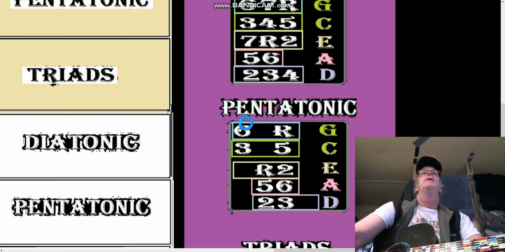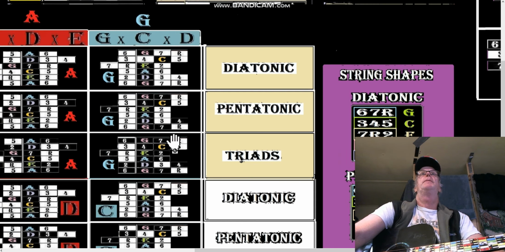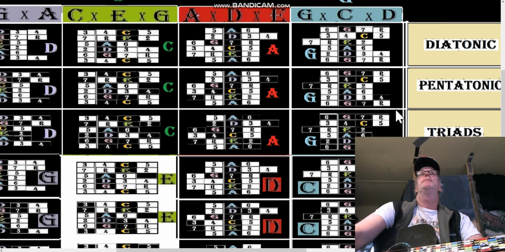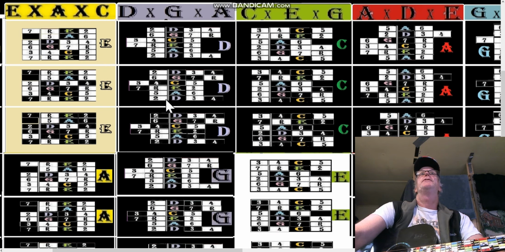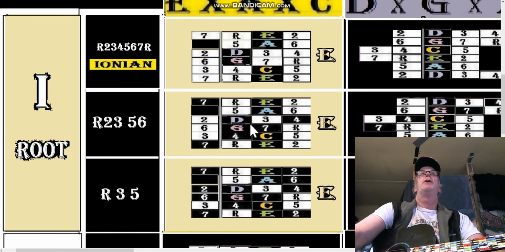So let's see if we had that ready to go here. No, we didn't. So let's look for an E pentatonic, because this diagram is complete. So here's our pentatonic row right here. And yes, funny, we happen to be talking about it. Here's our E pentatonic. Root 2, 3, 5, 6.